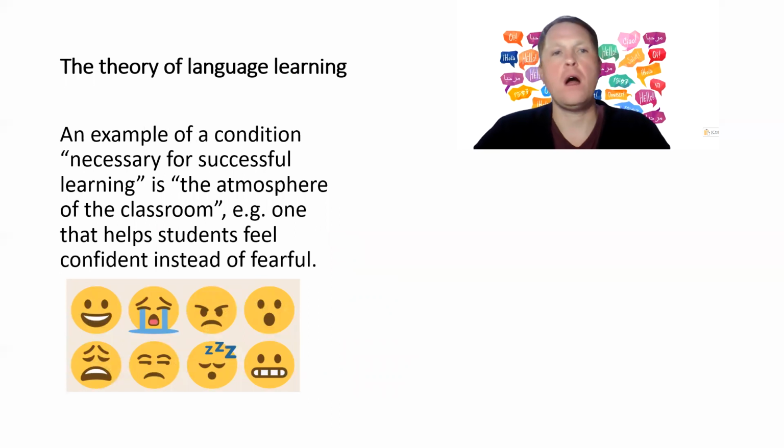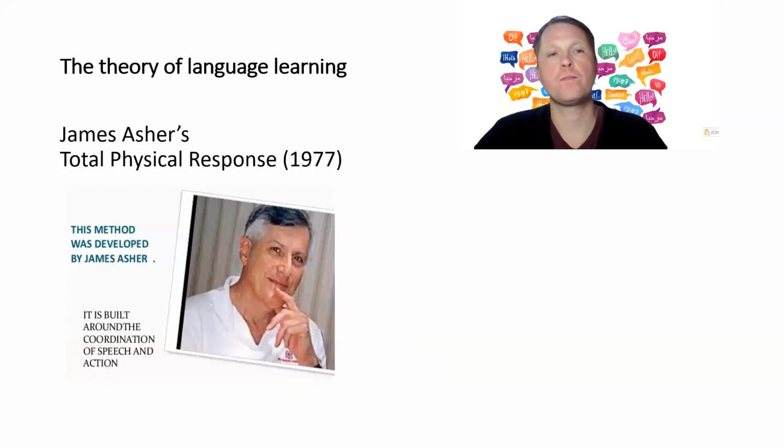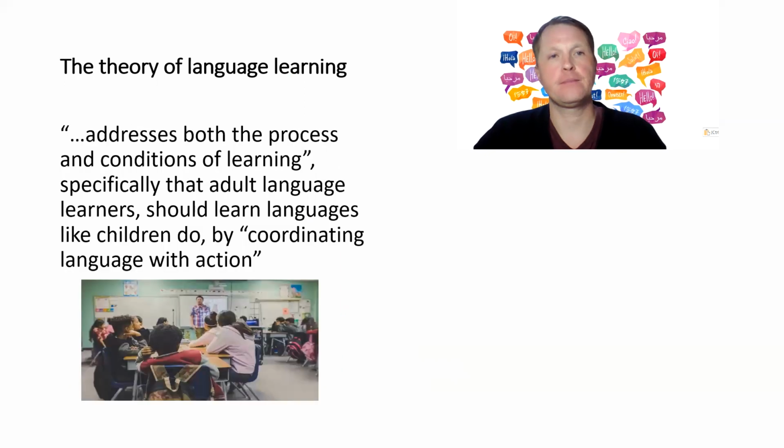So an example of a condition necessary for successful learning would be the atmosphere of the classroom, meaning one that helps students feel confident instead of fearful. All right, and next, Asher's total physical response, speech and action. This addresses both the process and conditions of learning, specifically that adult learners should learn languages like children do by coordinating language with action.